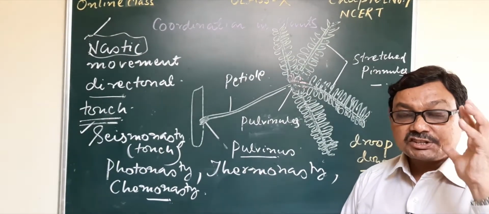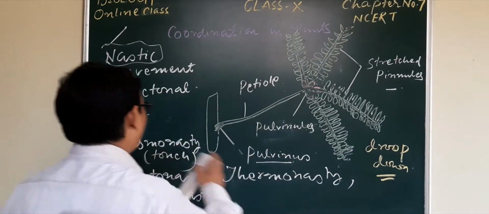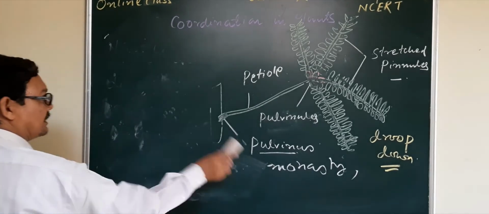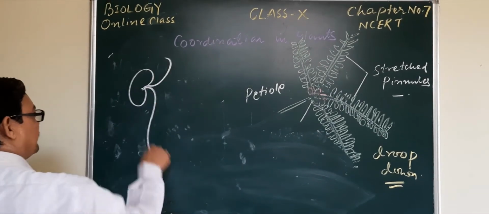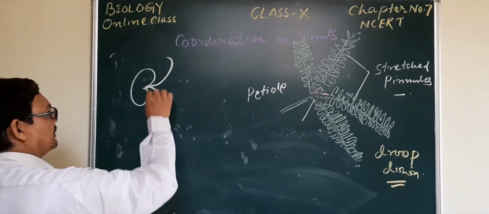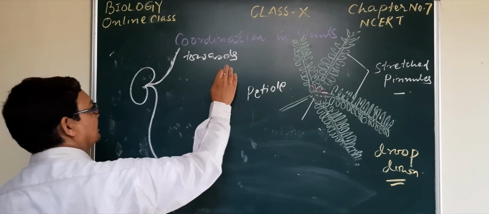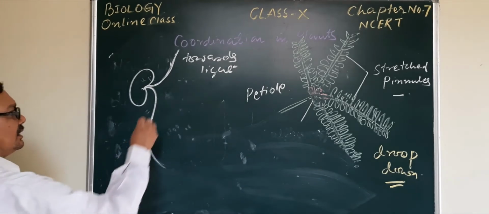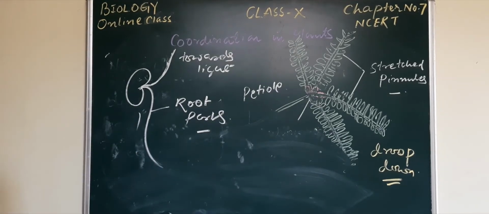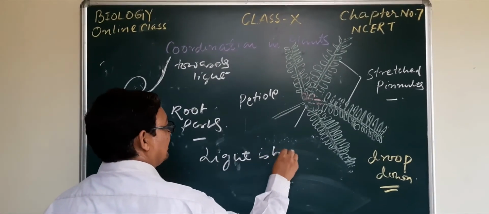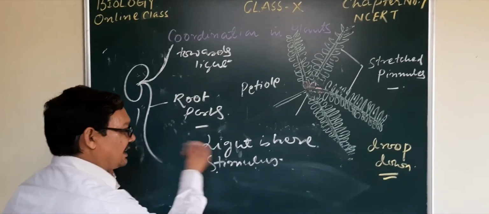If you look at the germination of a seed, then you will get the easy answer. When you observe the development of a seed, what will happen? In the development of the seed, the shoot system, the upper part, develops towards the light, and the root part will develop against the light. The light is here as the stimulus. The shoot will move towards the light, and the root will move against the light, against the source of the light.